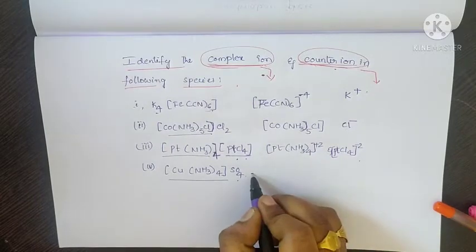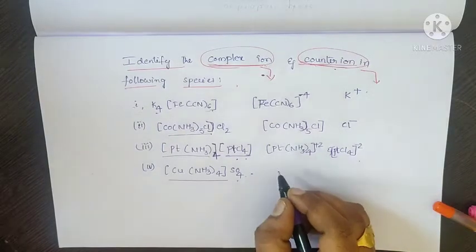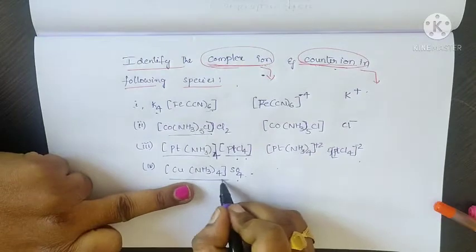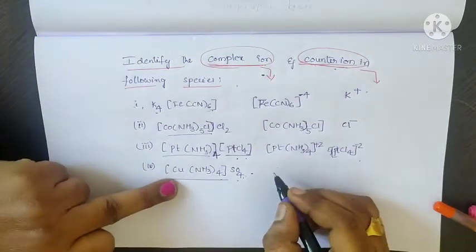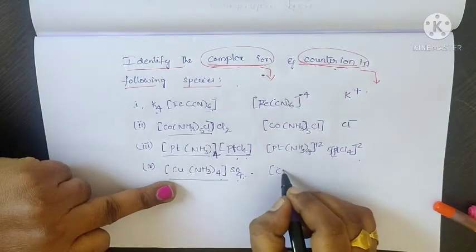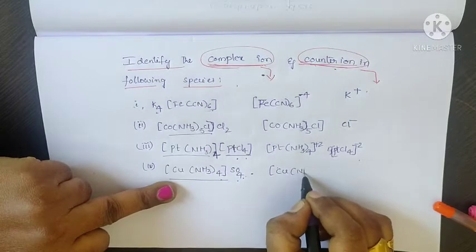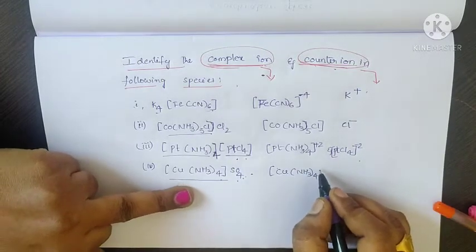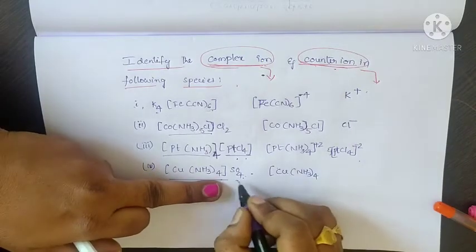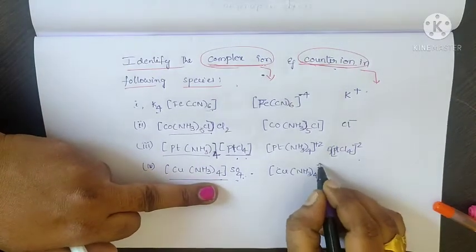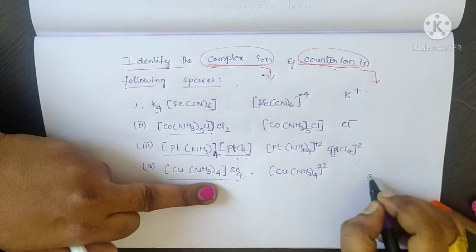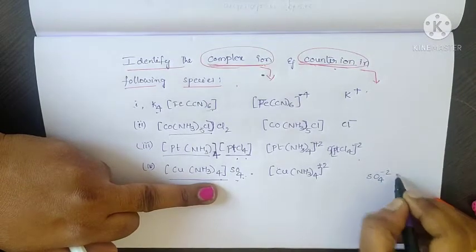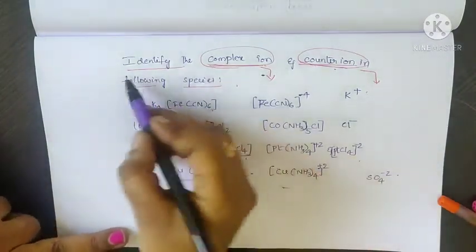And next one is [Cu(NH3)4]SO4. In this, which is the complex ion? Inside the square brackets represents the complex ion, and outside the coordination sphere is represented as counter ions. So [Cu(NH3)4], the charge is +2, is the complex ion, and SO4 2- is the sulfate ion, the counter ion.